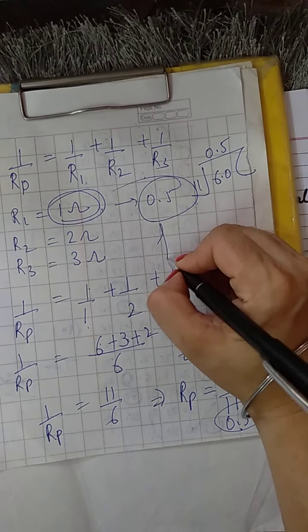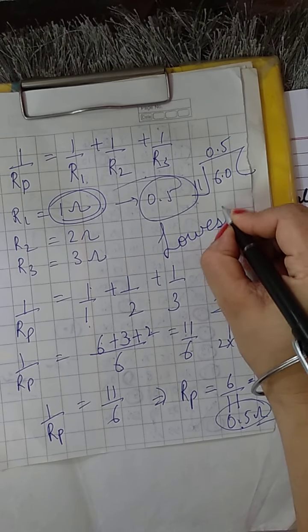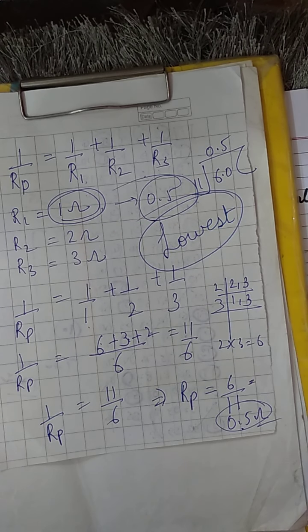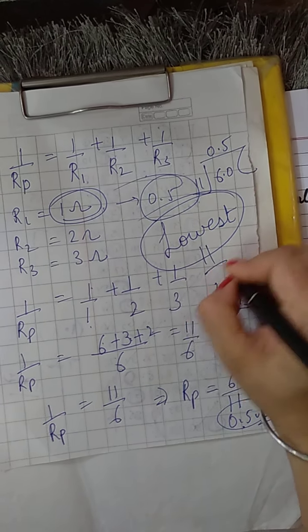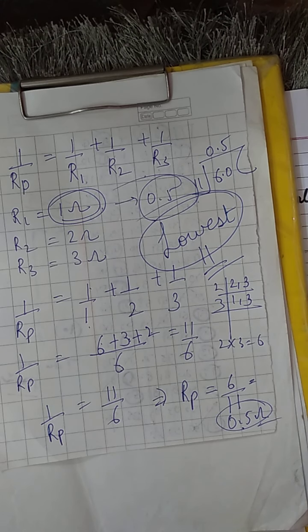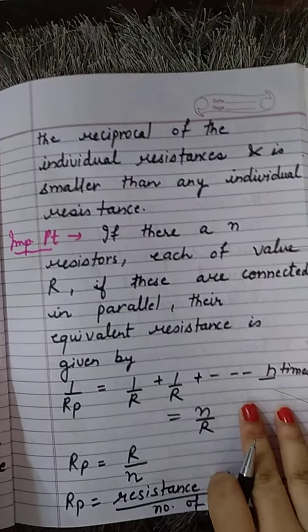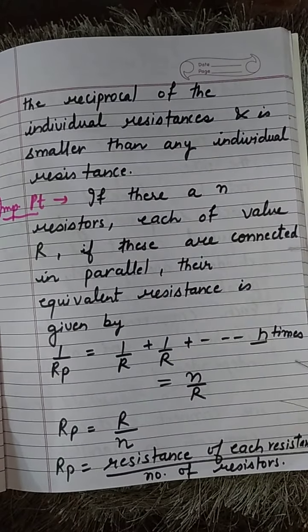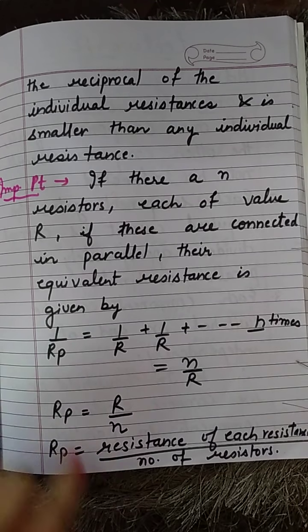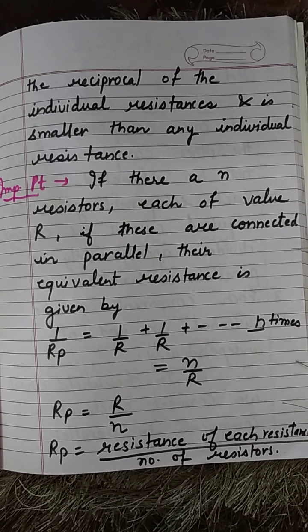And if he is saying you to find out the lowest resistance in the combination, then we will be using which combination? Parallel combination. I hope this thing is clear to you, and the idea for the resistance in parallel, it is clear. Then one note, important note I am going to share with you.